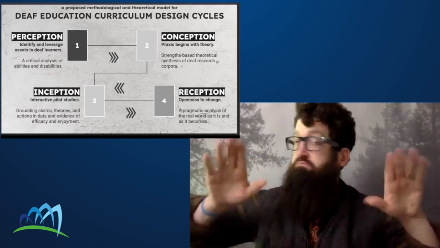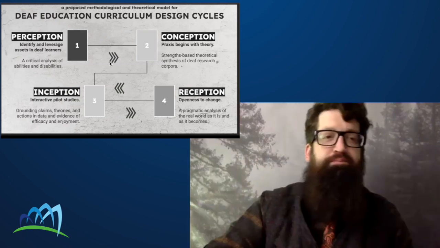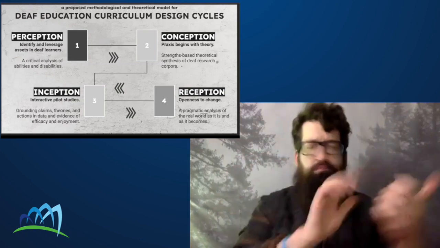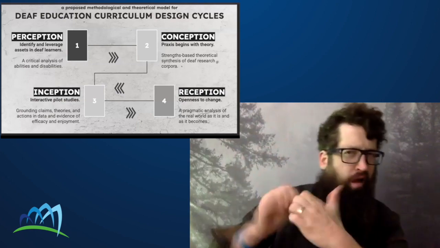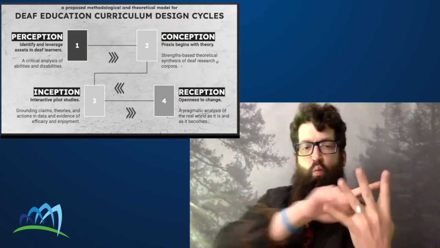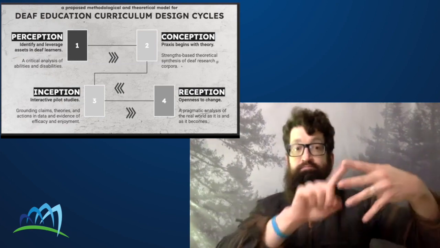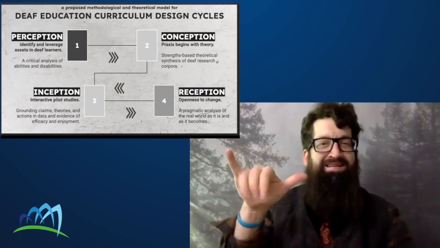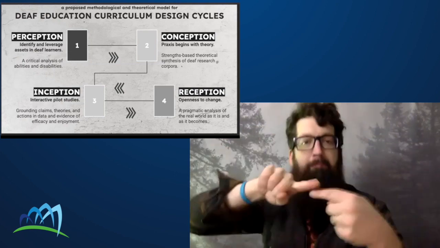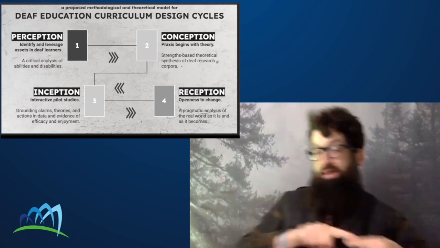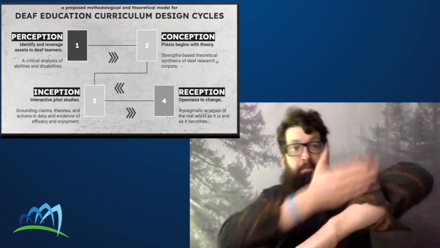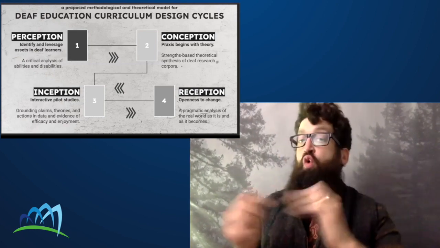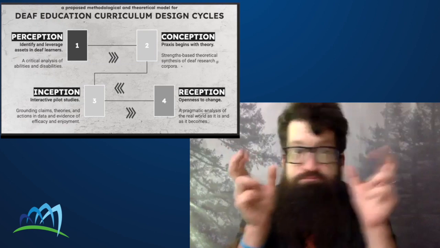Again, this is a recommendation. It hasn't actually happened, but it is an idea here. A methodological and a theoretical model for these four areas. And then once you get to the fourth one, you come back again in a cycle. Always cycling, always making improvements over time. So the first one is starting with perception.